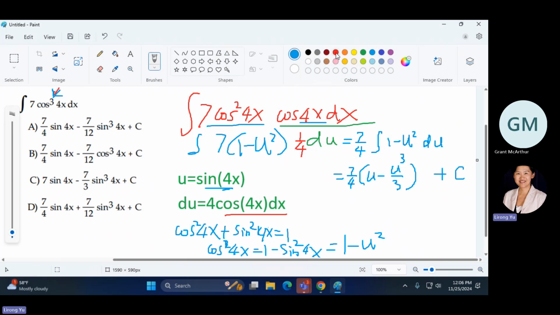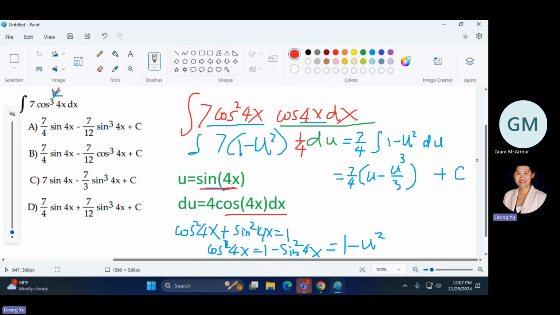And then remember what happened to u. u equals sine 4x. So it's 7 over 4 sine 4x minus 7 over 4 times 3, 7 over 12, and then sine to the cube power 4x. So that's what it is. You have to rewrite u into sine 4x to have your final answer. I hope that's clear enough what the answer is now. Are we okay?